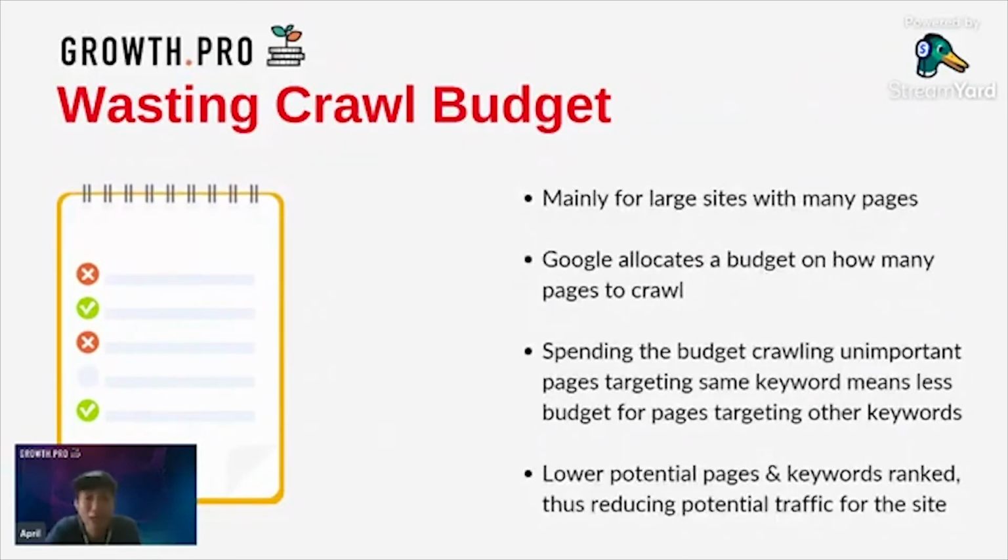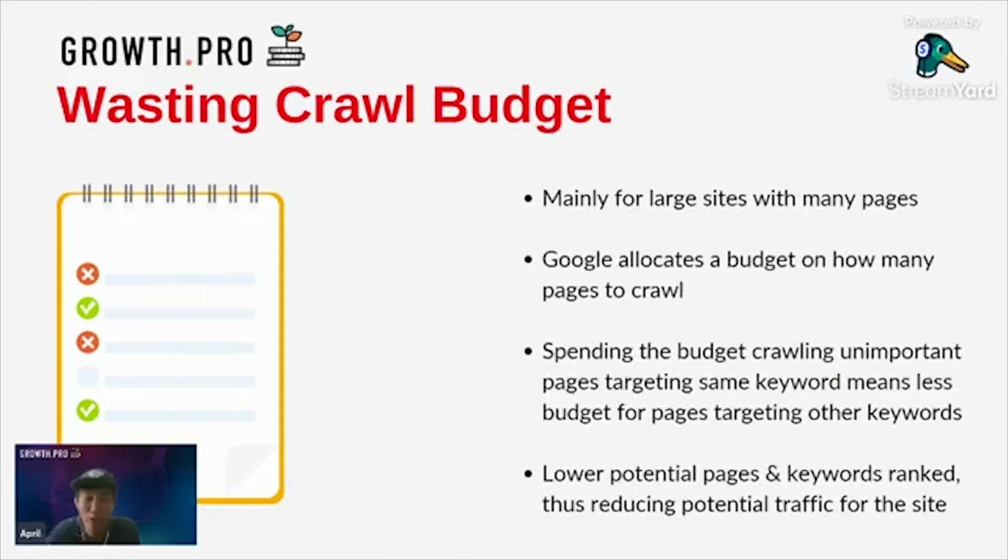Next, you may also be wasting your crawl budget. So crawl budget here basically means Google usually will allocate a certain crawl budget. Every time Google comes into your website and crawls one page of your website, that will take away one crawl budget, all right? And when you have a very large site especially, your crawl budget may not even be enough to crawl all the different pages on your website.